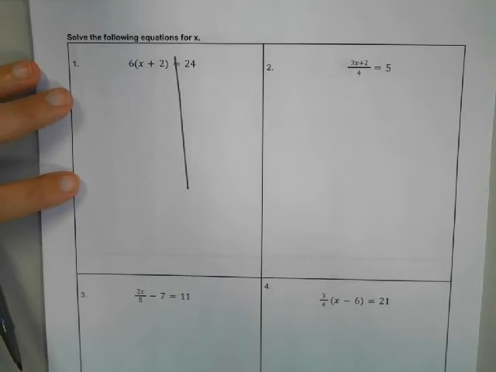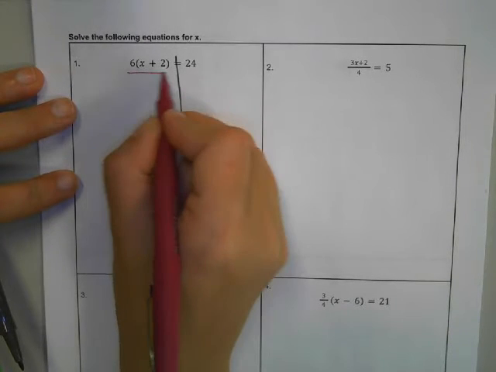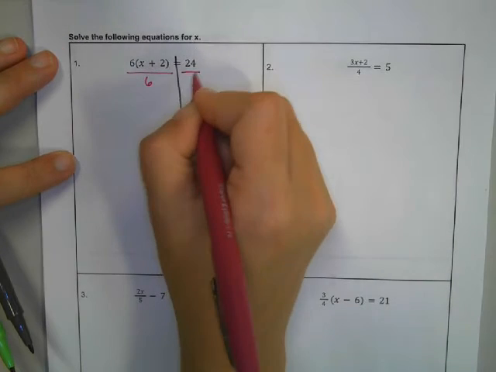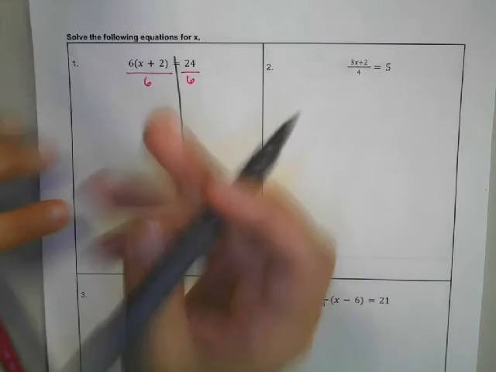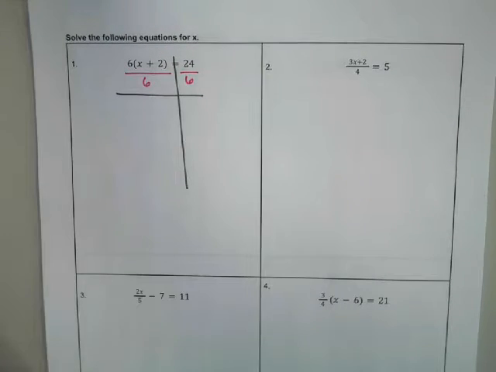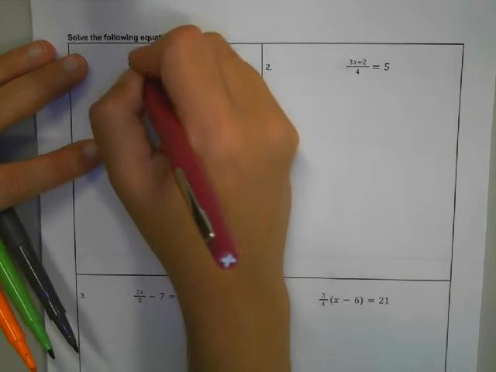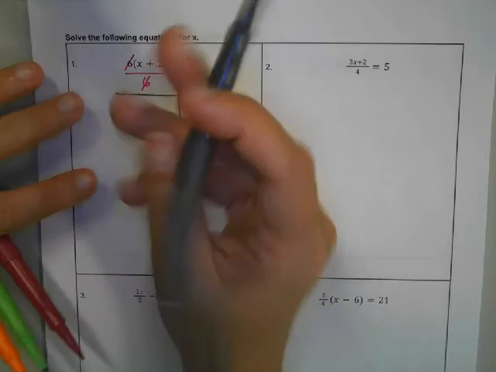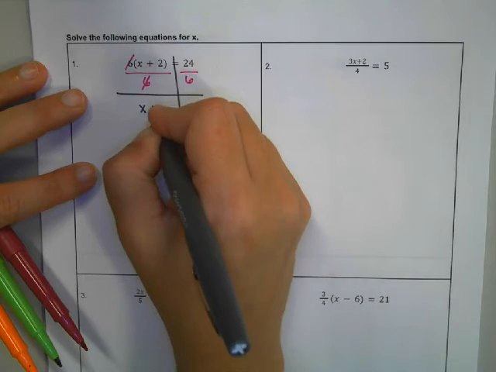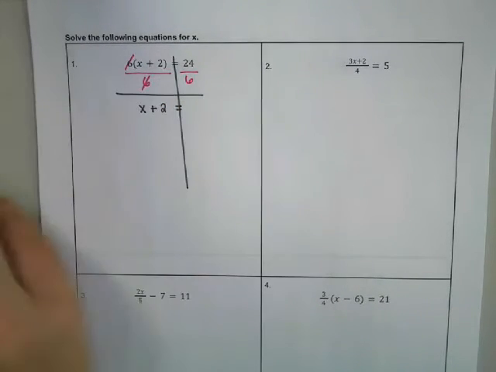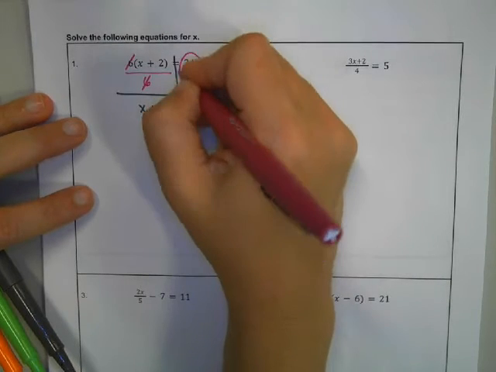So the first thing I'm going to deal with is getting rid of that 6. So I'm going to divide by 6 on both sides, because division is the inverse of multiplication. When I divide, the 6 cancels the 6, and so I just get x plus 2 dropped down. And 24 divided by 6 gives me 4.